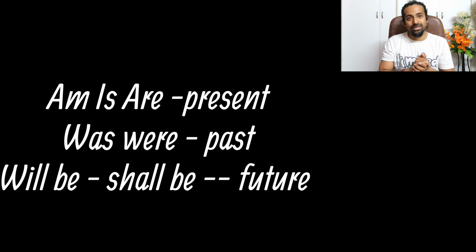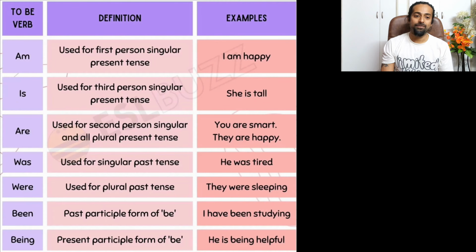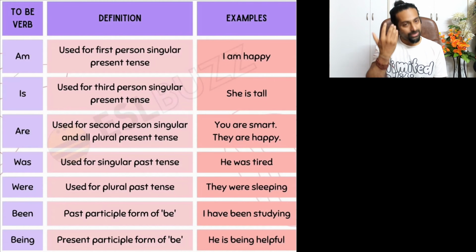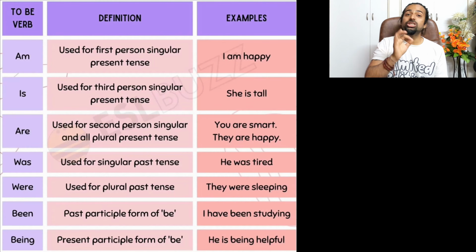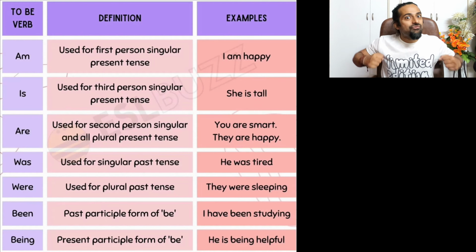Let me share with you some examples. Am. What is am? Used for first person singular present tense. For the present tense, we use am. So let's take an example. I am happy. I am sad. I am very angry. So am is for singular. Next, is. Is is used for third person singular present tense. It is used for present tense also. So what example? She is tall. She is short. She is fat.